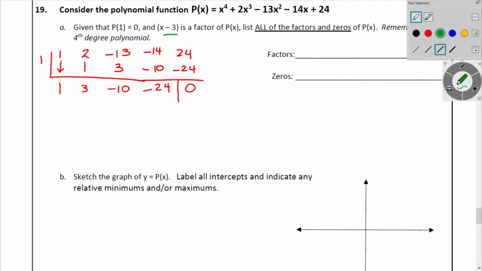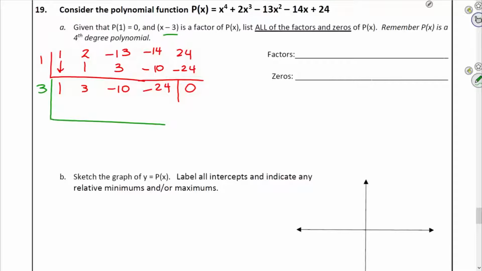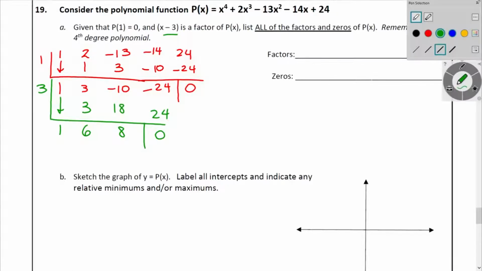Now I have a third degree polynomial, but they've also given me this other one, that x minus 3 is a factor, so I will just keep going and divide by positive 3, changing the sign of negative 3 into a positive 3. Bring the 1 down. 3 times 1 is 3. 3 plus 3 is 6. 3 times 6 is 18. Negative 10 plus 18 is 8. 3 times 8 is 24. And negative 24 plus 24 is 0. So 0 is the remainder. It's a factor. And now I have a quadratic equation.